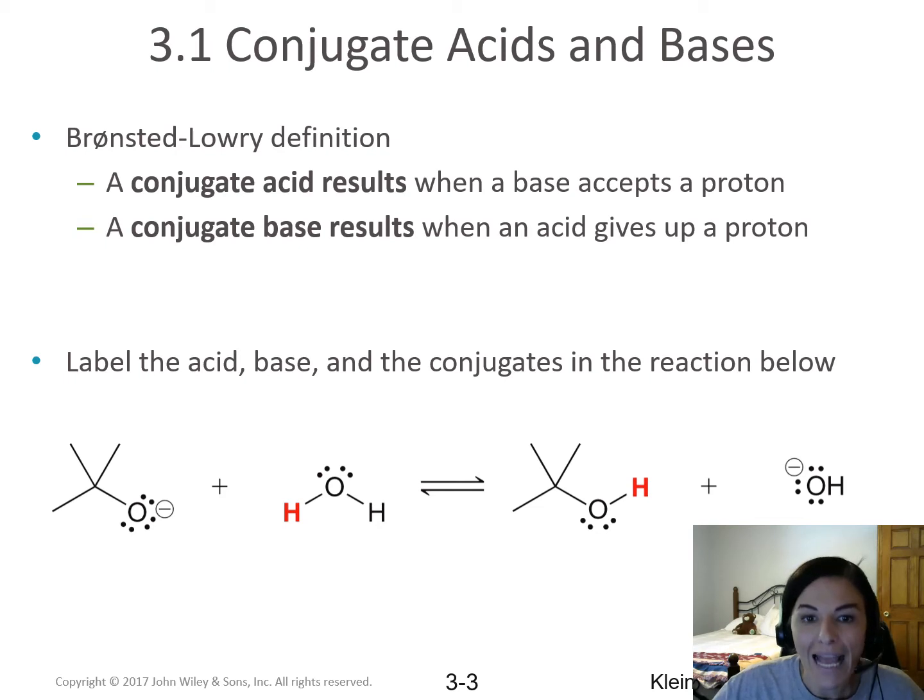Okay, when an acid loses a proton, it forms on the product side what is called the conjugate base, which has a lone pair of electrons that resulted from the loss of just that proton.